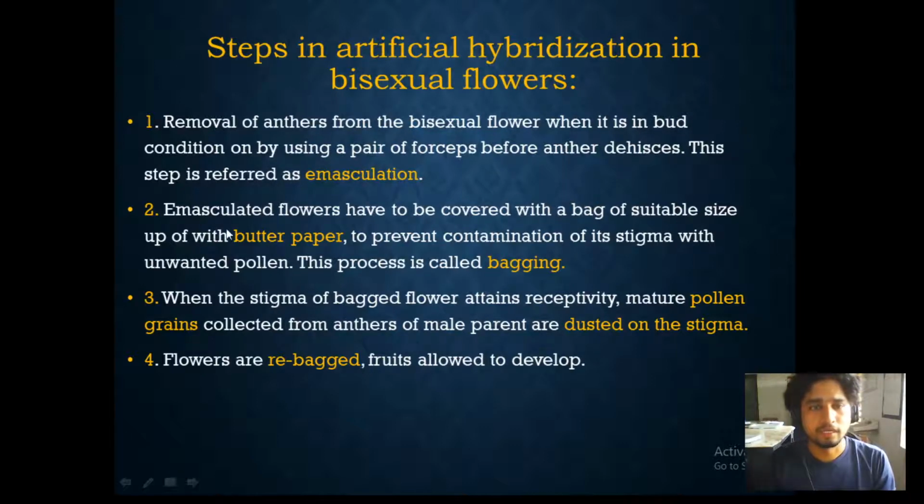Next, moving on, the next step after emasculation: since the stigma is free and open, there may be contamination from unwanted pollen grains, so the stigma should be protected. In order to protect it, the breeders take butter paper and cover the stigma so that no contamination occurs. This process of covering the stigma using butter paper is called bagging. And bagging is done after reaching the receptive stage.